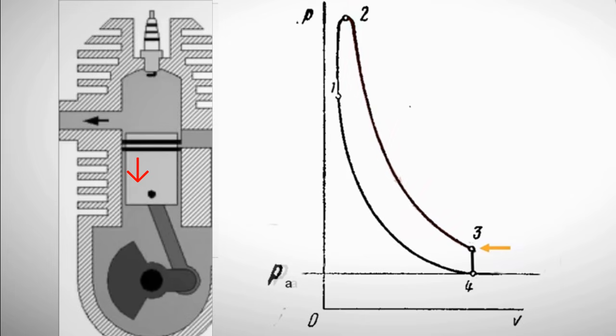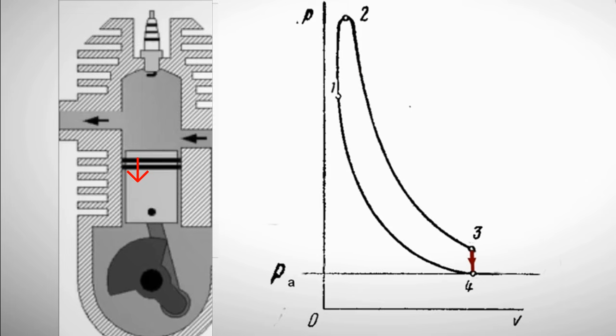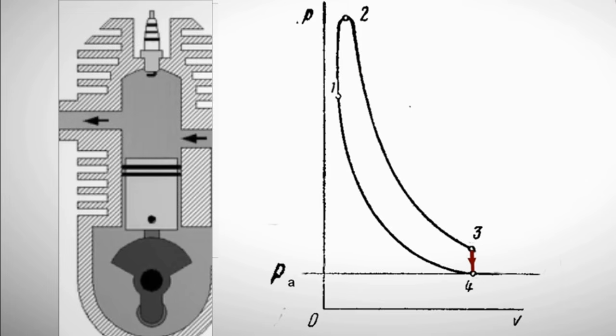The expansion of the gases continues until point 3, where the exhaust valve opens and exhaust gases begin to exit the cylinder. At this point, the pressure in the cylinder drops to atmospheric pressure. Next, the cylinder is purged and filled with the fuel mixture for the next cycle.